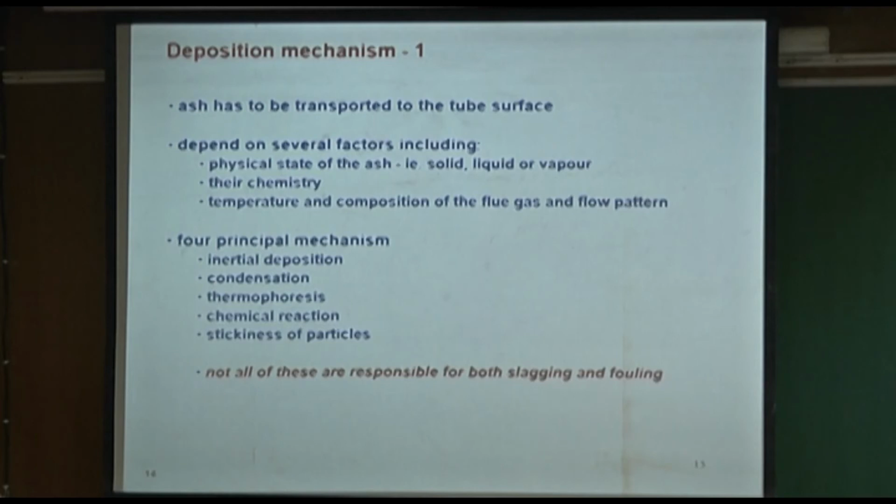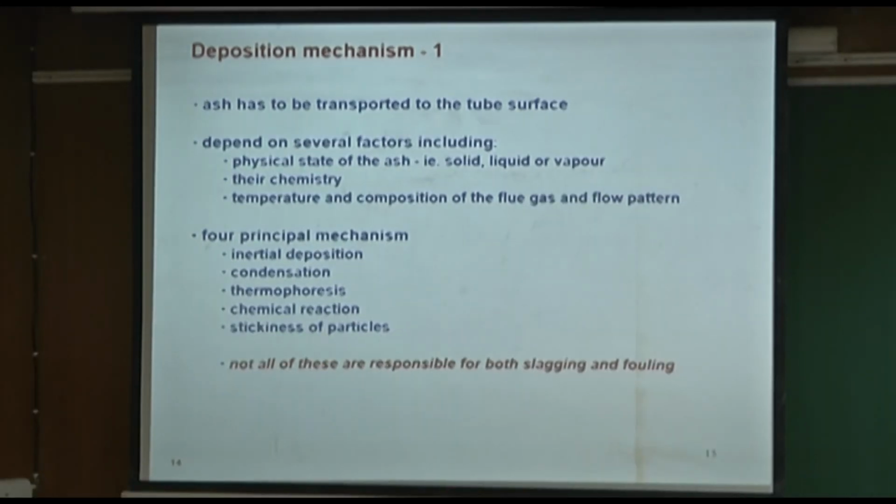So it depends on the physical state of the ash, whether the ash is solid, or the temperature has gone so much higher that it has become liquid, or even higher that it has become vapor. It can happen. Then there is the chemistry. So what is in here? If it is too much iron or too much calcium or too much sodium, too much magnesium, etc. And the flow pattern of the flue gas and its composition.